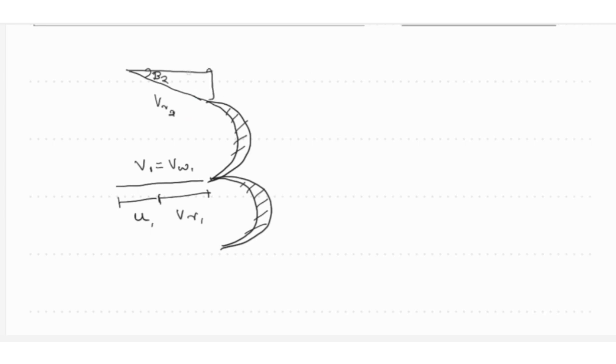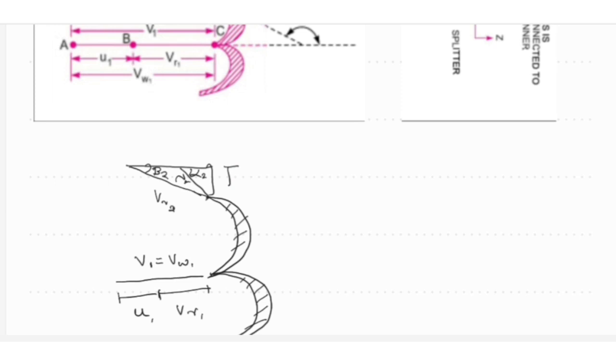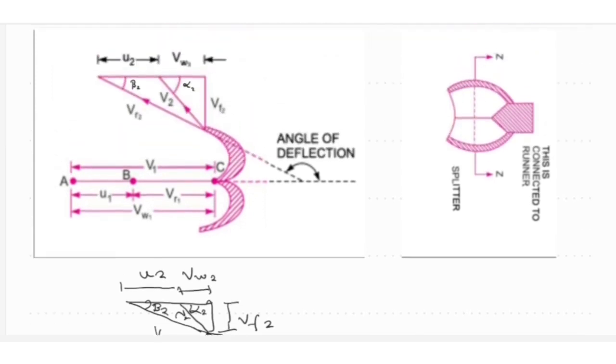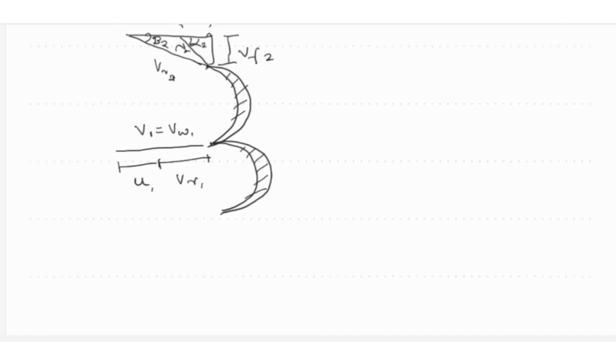I will draw here. Let it be V2 making an angle alpha 2. The velocity components of V2 are Vf2 and Vw2. What remains is U2. So this is how we will get the velocity triangle. It is neatly given here: beta 2, alpha 2, U2, Vw2, Vf2, everything, and the inlet triangle will be like this. So let us go with the derivation.